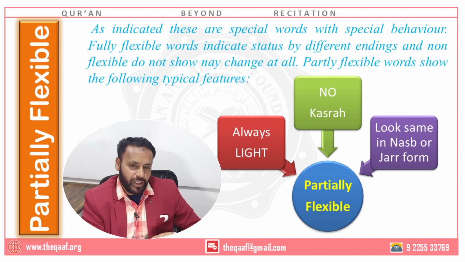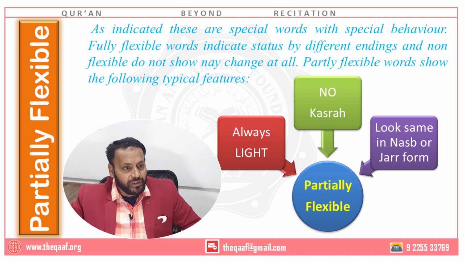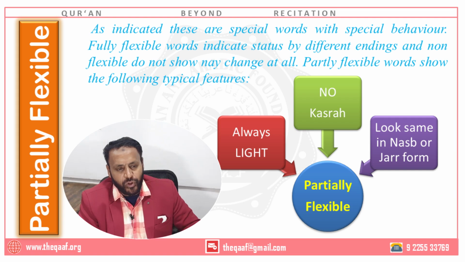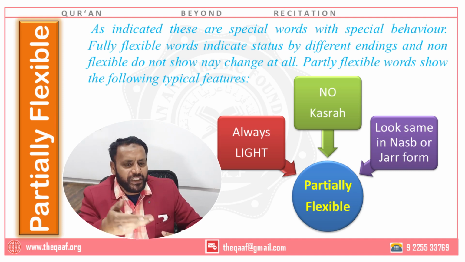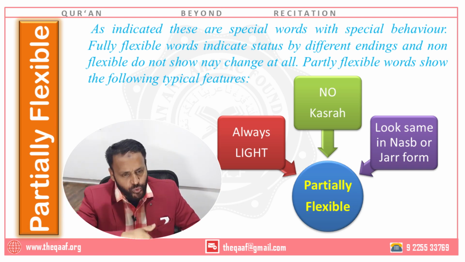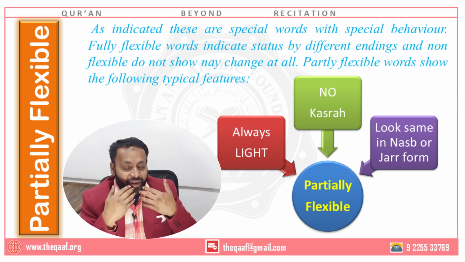This is reason number 1. So if you come across a light word in the Quran while reading it, one of the reasons is the word might be a partially flexible word. Okay? And also, as I told you, it doesn't take kasra. Because it doesn't take kasra, it looks the same in nasb and jar form. What's the difference between nasb and jar form? In nasb it is fatha, in jar it is kasra. But these words don't take kasra, so they will remain in the fatha form only. I mean, they will at least show that. They do go to jar, but they look the same. Their face will be the same.